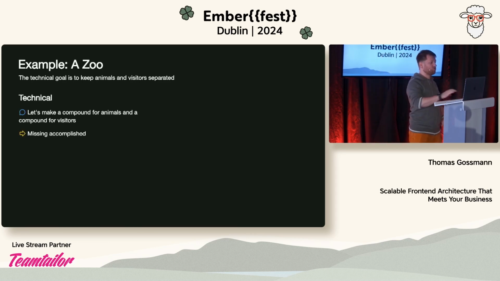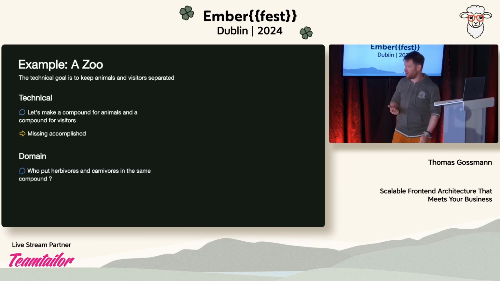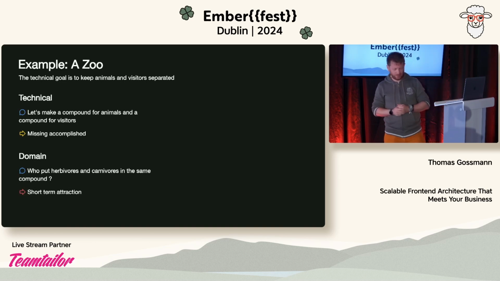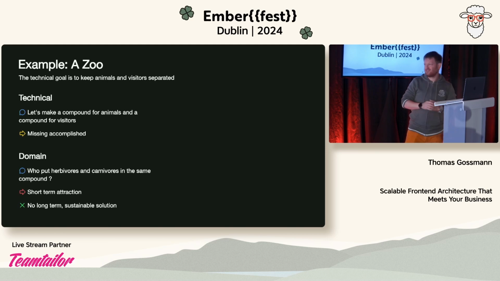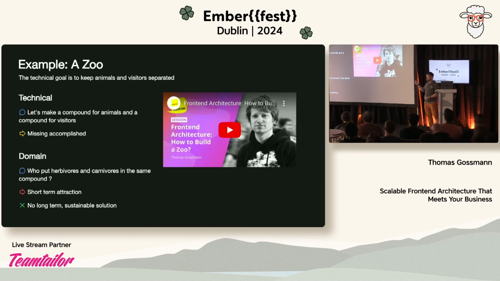Job done. Mission accomplished. Well, until somebody with domain knowledge comes in and is like, who the heck put carnivores and herbivores into the same compound? That didn't work out because actually you did not accomplish your mission. You created a short-term attraction. So it's not really a long-term sustainable solution. We need something else. I gave a talk about this before, how to organize this on the zoo, because there are a lot of decisions you might come across. If you're interested, go check this out. I have the short version for today.